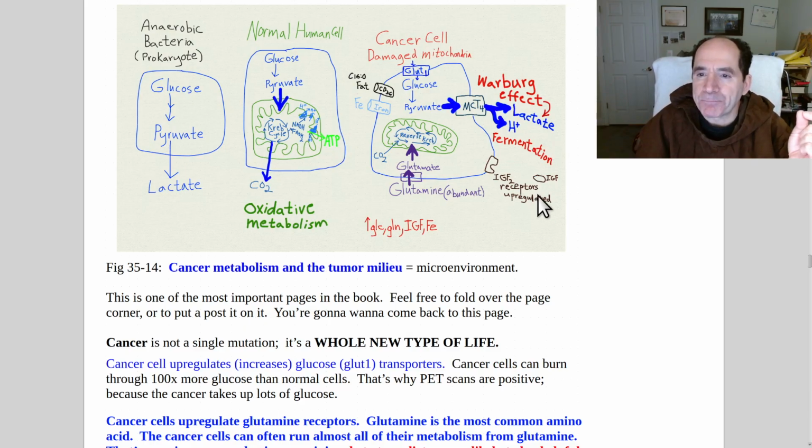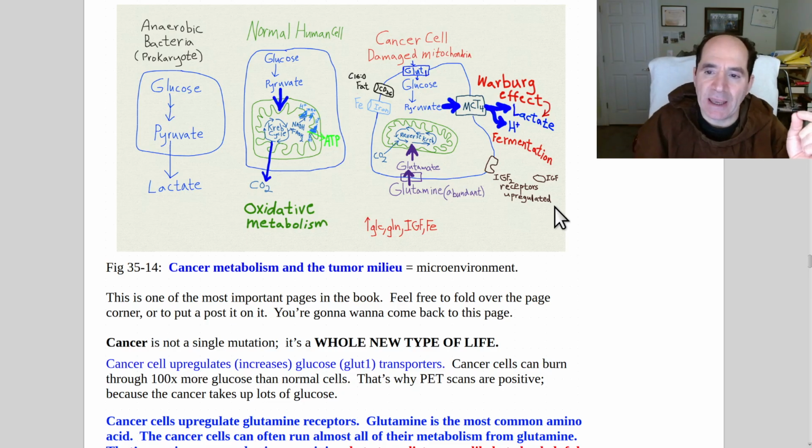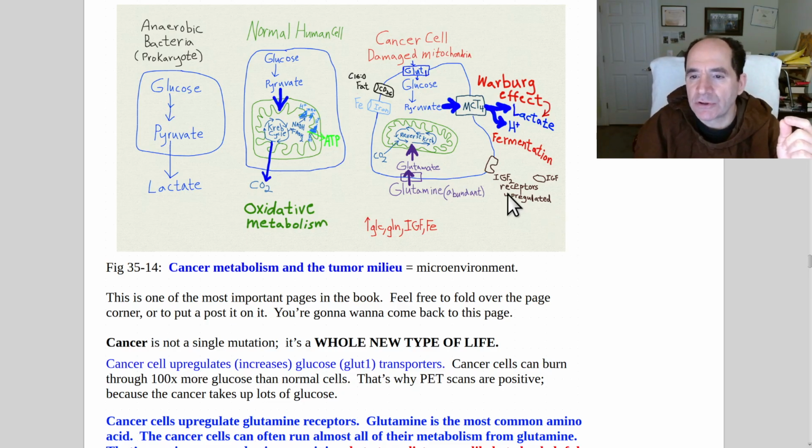Okay, so the Warburg effect includes that you're going to have lactic acid also sent to the extracellular matrix, going to acidify that extracellular matrix, and that acidic milieu, tumor microenvironment, favors the cancer cell. Okay, you're also going to have increased receptors for insulin-like growth factor. And again, protein tends to increase insulin-like growth factor.